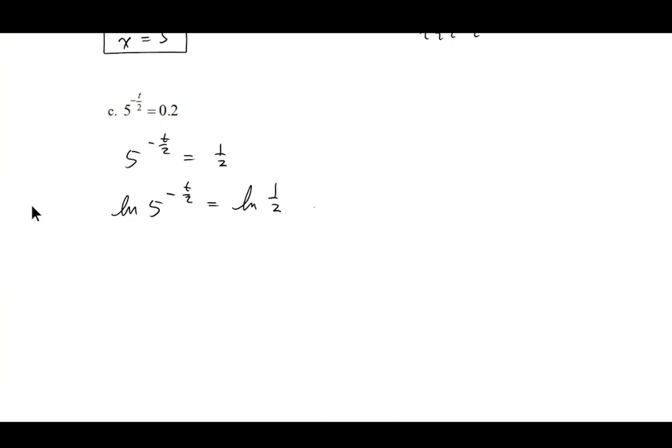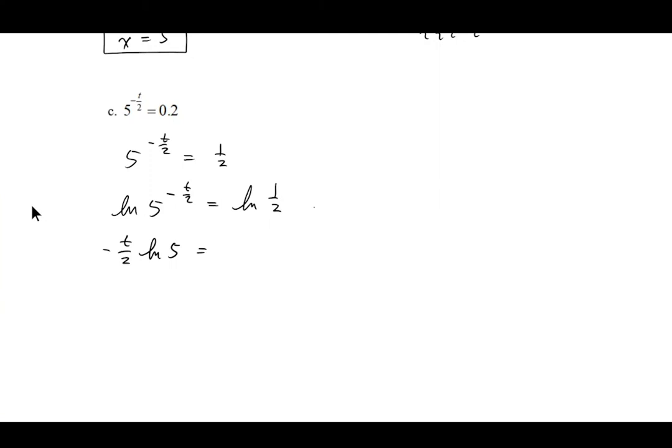Let's look at C. Ooh, decimal equation. Let's take ln on those. Well, it's the same thing. But let me rewrite it like this: 5 to the negative t over 2 equals 1/2. I just don't like decimals that much. Okay, let's take ln on both sides. So we have ln of 5 to the negative t over 2 is equal to ln 1/2. Now this exponent comes to the front. So we have negative t over 2 ln 5.